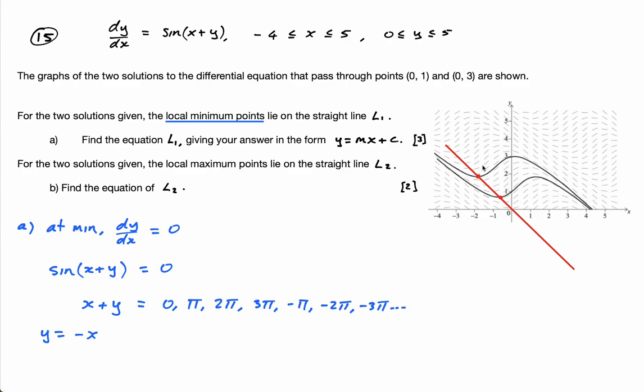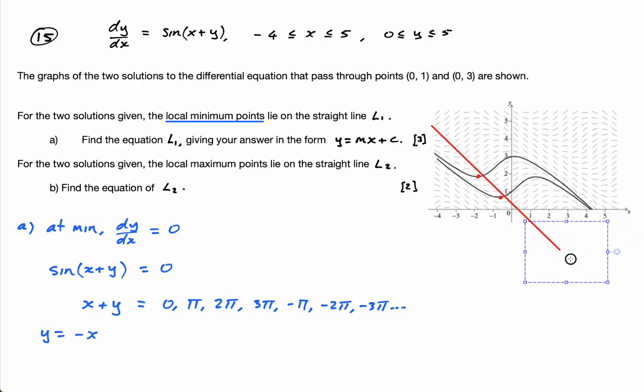Now, just by looking at this, that's really the only way we can decide what it is. When I drew this line, I thought, well, this does look like y equals minus x. This line is y equals minus x. Because if I do y equals minus x plus pi, that would be this line with a y-intercept of pi, which is 3.14.